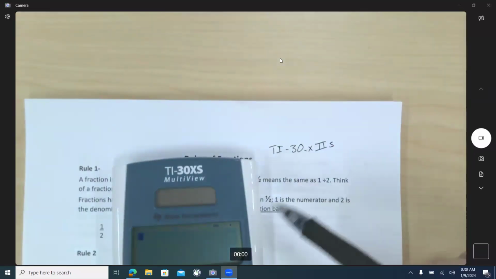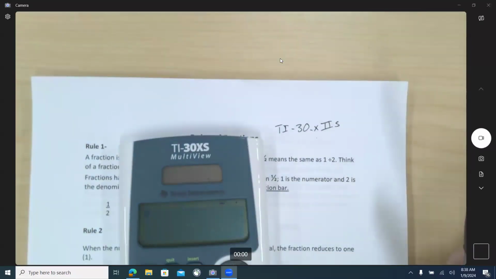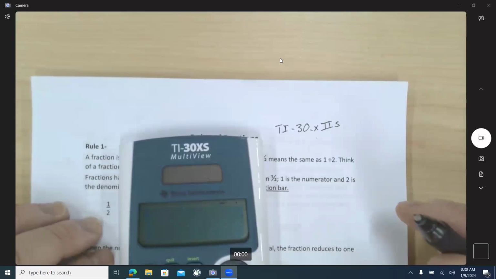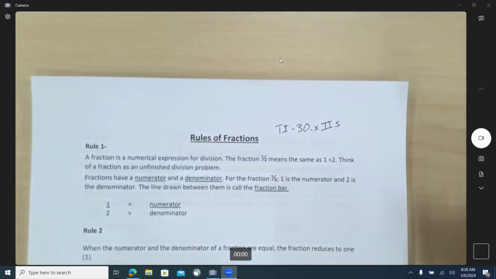The reason that I prefer this one is that these are multi-line calculators, meaning you can see what you typed in and you can see your answer. You can see everything you type in. That's why I prefer multi-line calculators, because if you have just a TI-30, you don't get to see what you have. Non-programmable calculators are allowed, but programmable calculators are not.